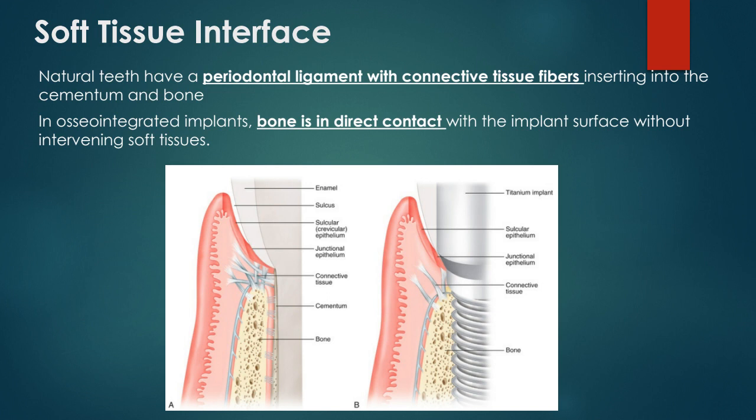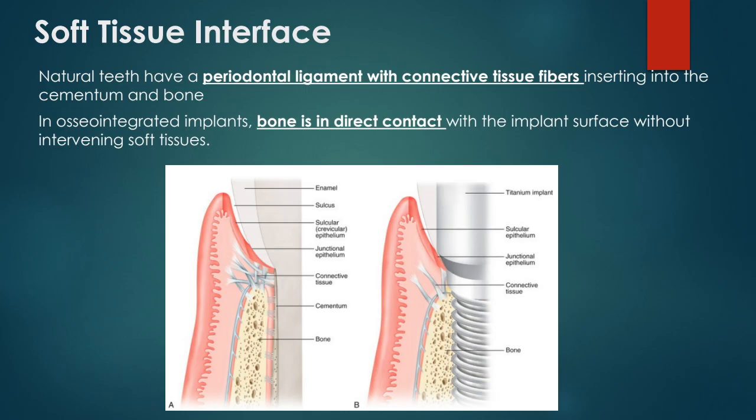Soft tissue interface is also important. If you notice, in a normal tooth we have fibers, part of the gingival fibers that come from the gingiva and insert themselves into the cementum of the root. In implants, this is not present. Mostly the bone is in direct contact, but there is no communication between the fibers and the implant surface.